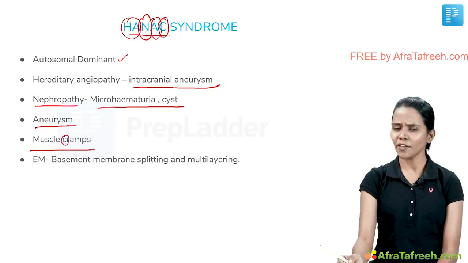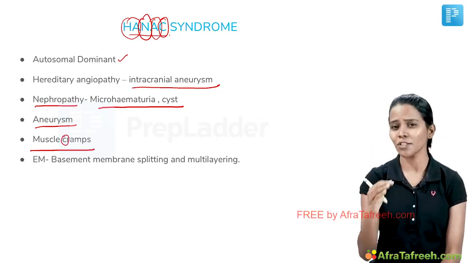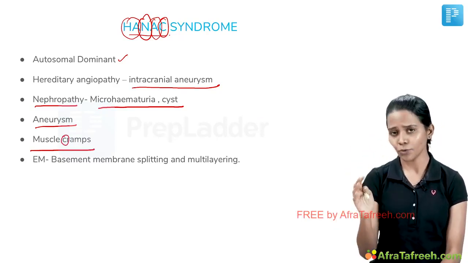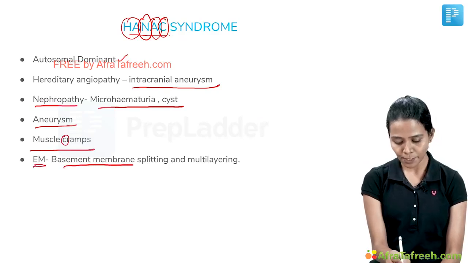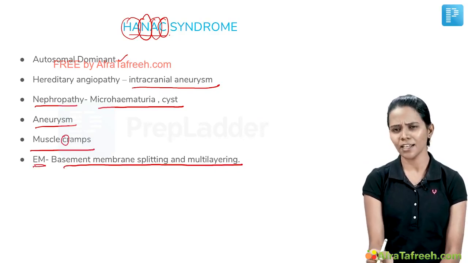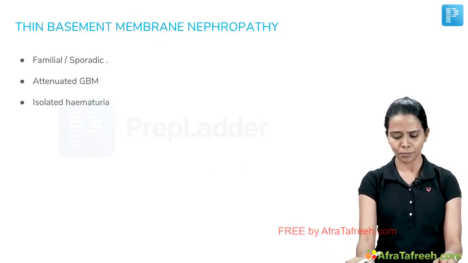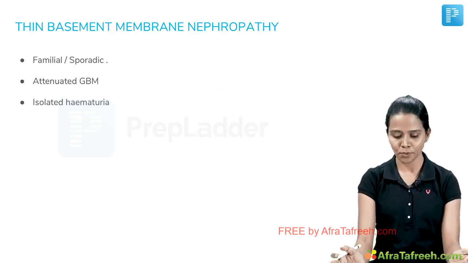This is not a very important exam point of view, but still it is better to know the expansion of HANAC syndrome, which is hereditary angiopathy, nephropathy, aneurysm and cramps. Okay, electron microscopy shows basement membrane splitting and multilayering, and the presentation and treatment are going to be the same as Alport syndrome, right? I mean, the progression to ESRD and treatment are going to be the same as Alport syndrome.